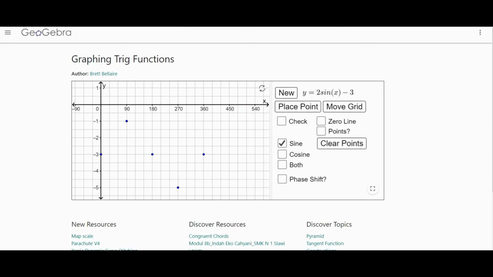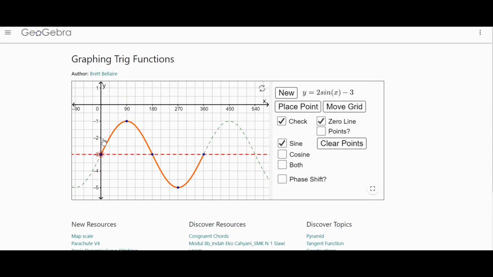Okay, so that should be my points. What do I do now to check? I click this box, check, click it again, check, and there you have it. It goes through all of them very nicely. If you get it wrong or you want to see something else, you can click this.